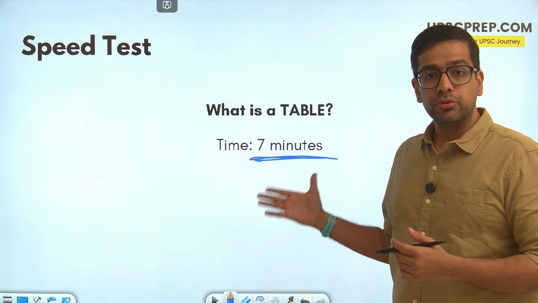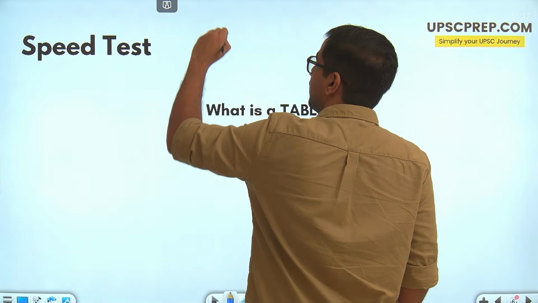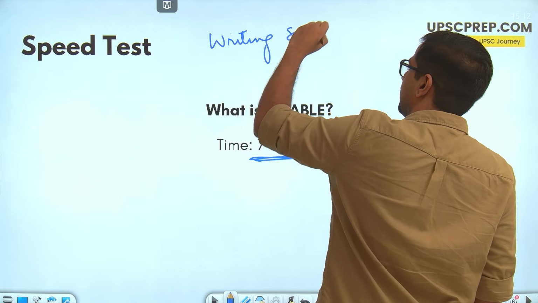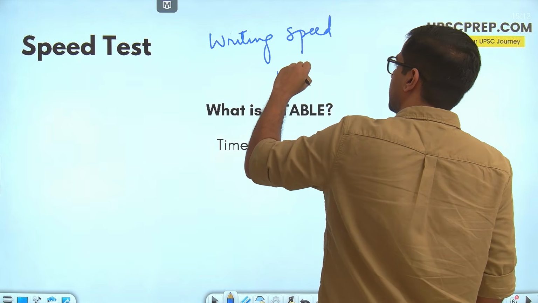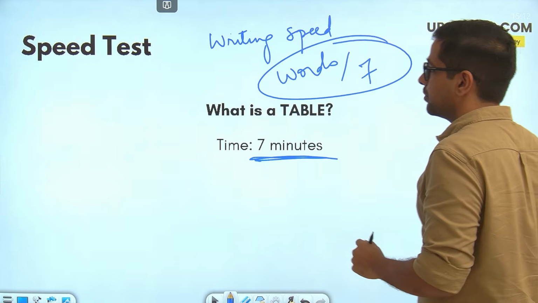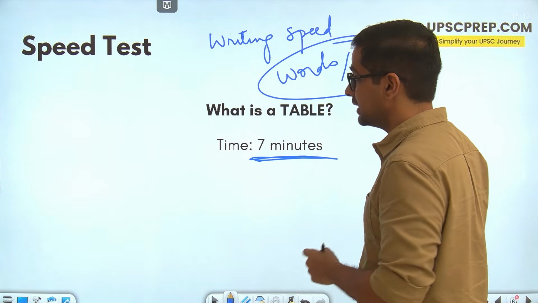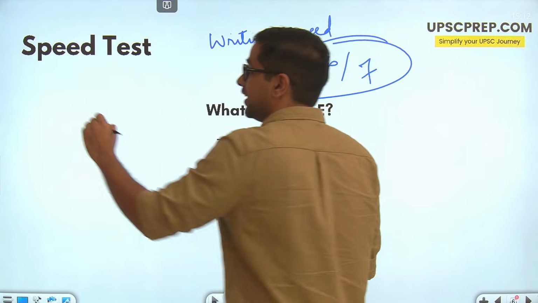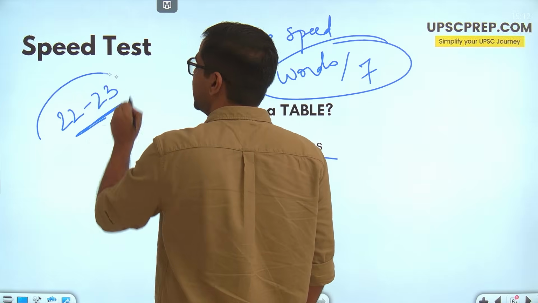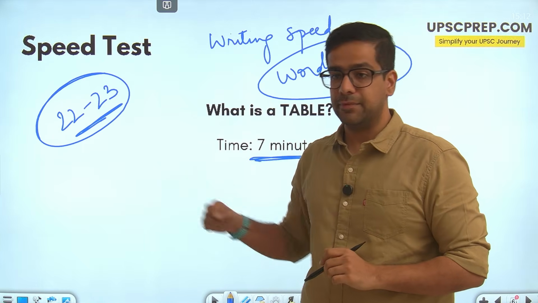So for those of you that took the time to write this, now what I want you to do is calculate your writing speed. Writing speed will be simply words written in 7 minutes divided by 7. This will be your writing speed. For those of you that actually did this test, do let me know in the comments what your writing speed is. If it is more than the 22, 23 that is required just to complete any GS paper in mains, if it's more than that or if it's less than that, let me know.